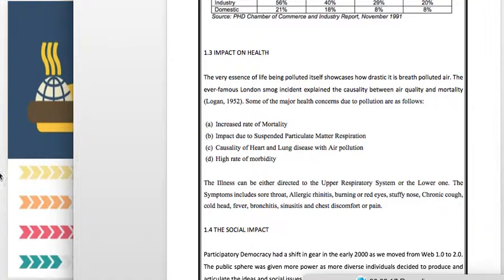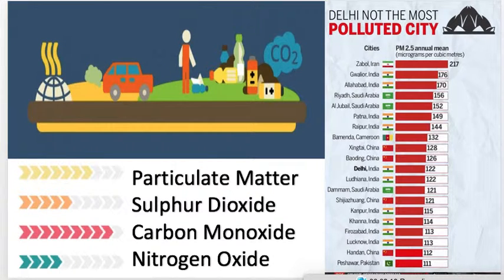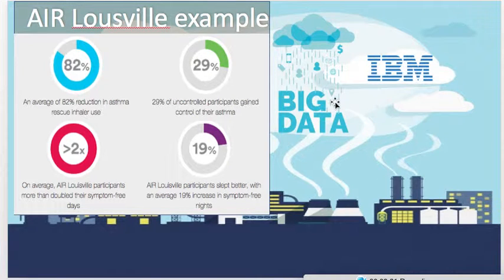Now we would move into how big data, as information, can actually make a difference in this particular problem. We know this is a social problem and we need to address it. There was an activity conducted by IBM in Louisville.